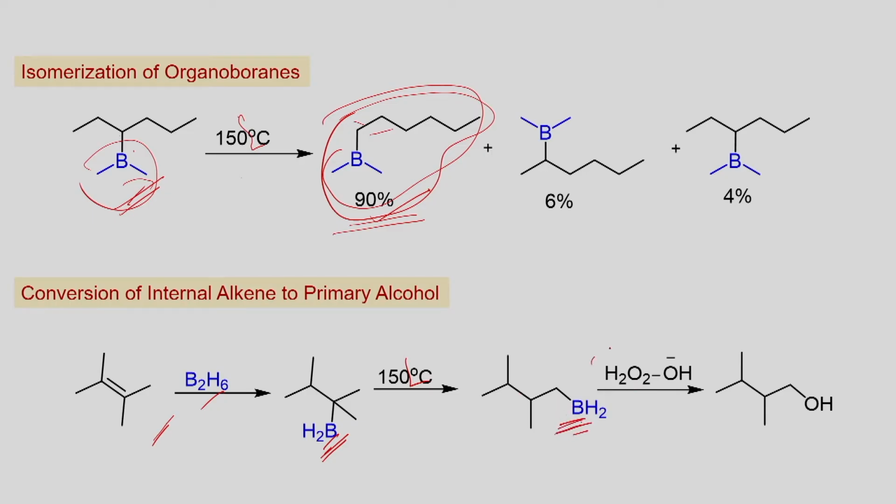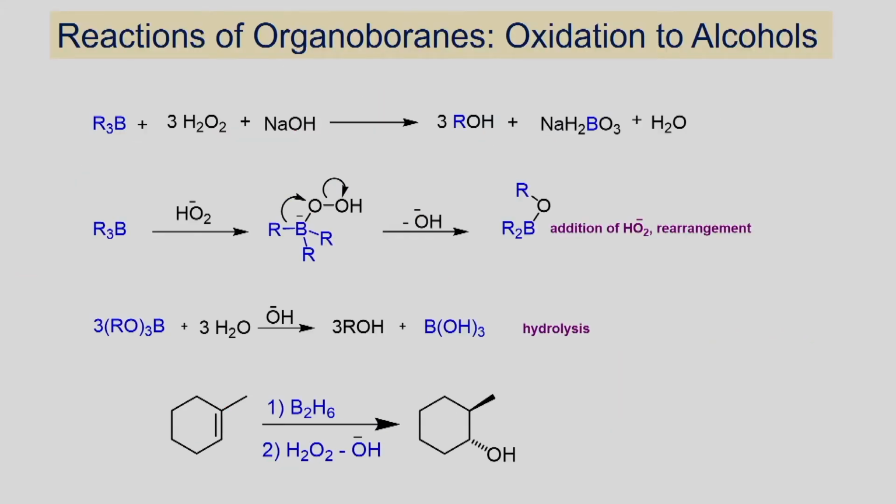Once you form this one, when you do the oxidation, then you will be able to get the primary alcohol as a product. So if you have this borane, then when you heat it, you will get this one, which can be further oxidized to alcohol as the product. So far we have seen the preparation of organoboranes and then their rearrangement, isomerization. If you heat, they can undergo elimination followed by addition reaction. You get the less sterically hindered borane as the organoborane reagent.